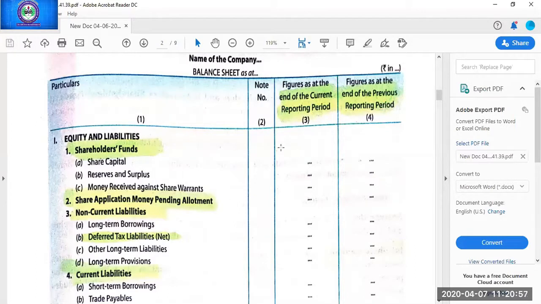So first we are doing share capital. In share capital, there are 2 subparts: equity share capital and preference share capital. What is share capital? You all know that in a company the capital is divided in small units, and each unit is known as a share. The capital which we raise by issuing these shares is known as share capital. So this capital can be of 2 types: equity share capital and preference share capital.